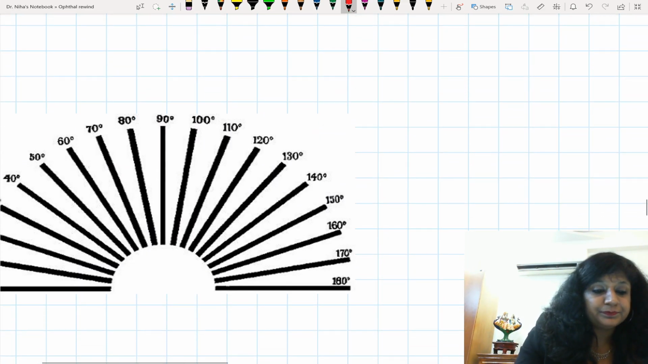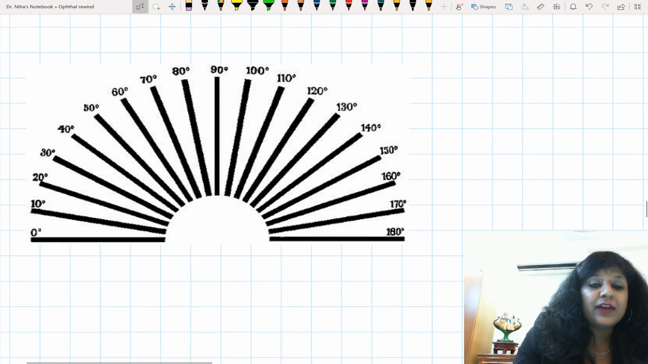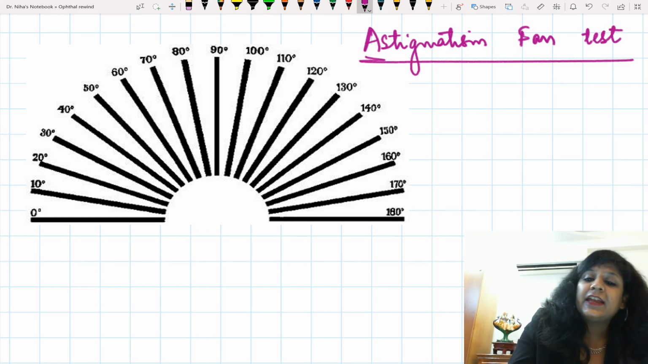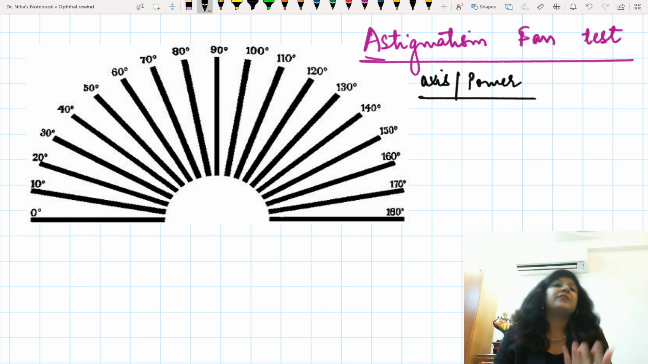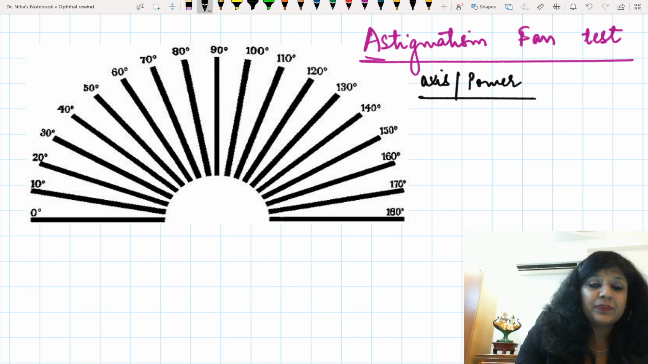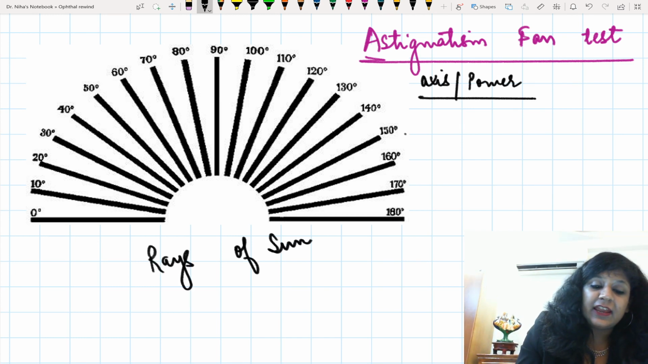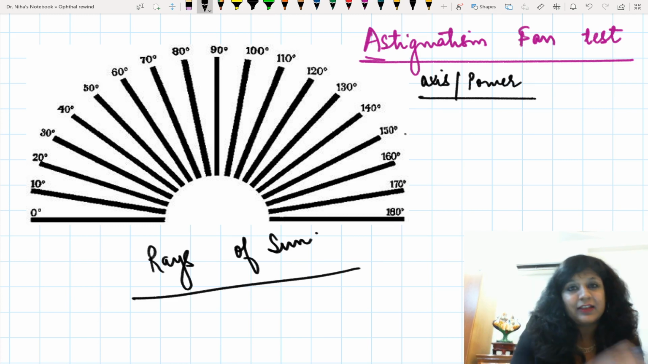Now see this. What is this actually? This is your astigmatism fan test. This is again used similarly for the axis as well as the power of the astigmatism. And many of you must have seen that this is printed on the prescription papers also, which are given to you. Now can you see here, we have got something like the rays of the sun. It contains so many rays, like the rays of the sun, therefore it is called the astigmatic fan.